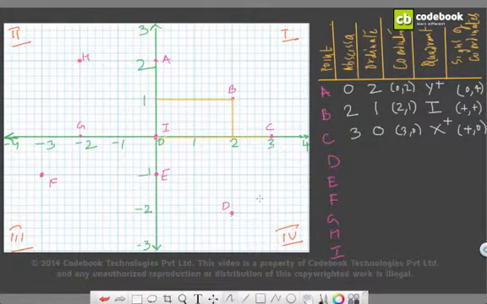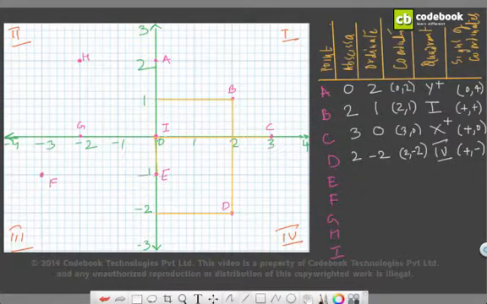Now let's look at the point D. In order to calculate the coordinates of point D, we do the same exercise. We draw a perpendicular line from D to the x-axis, and we draw a perpendicular line from D to the y-axis. The line intersects the x-axis at 2, so the x-coordinate is 2, and the y-coordinate is -2 because the line is intersecting the y-axis at -2. The coordinates are (2, -2). This point is in the 4th quadrant and you will end up with positive and negative as the signs for the coordinates.